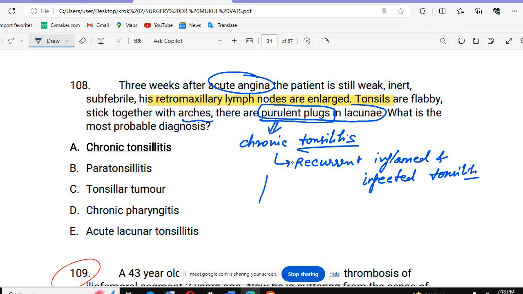So in this condition, what we see is the formation of purulent plugs. If a purulent plug is given in the question, it is definitely talking about chronic tonsillitis, because the purulent plug is the characteristic of chronic tonsillitis. What are the symptoms you will see?